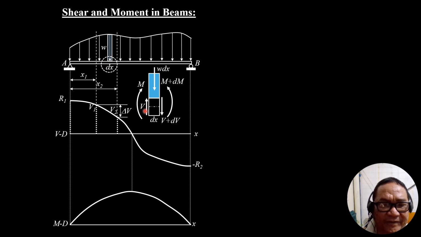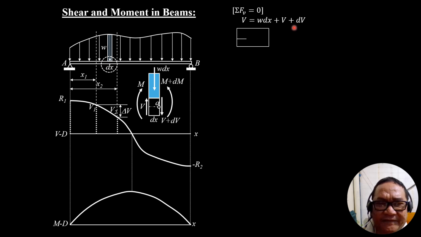So if we have here the neutral axis, and I'll call the right end as point A, and then we have summation forces vertical equals 0. We have this element, and remember this is in equilibrium, so summation forces vertical equals 0. So our equation would be V equals W dx plus V plus dV. Cancel out V, so we have dV over dx, the derivative of shear with respect to x, is negative of W.